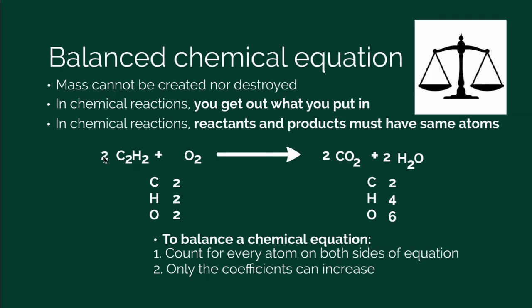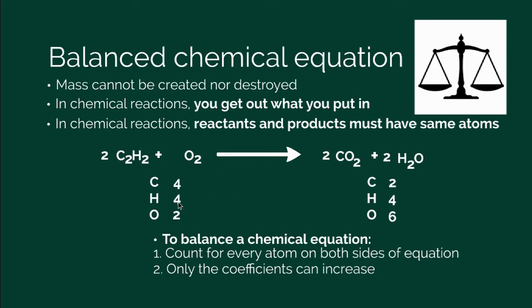Let's make it 2. When I do that, the 2 applies to 2 hydrogen atoms. 2 times 2 will now give me 4 hydrogen atoms. And remember that this coefficient 2 also applies to the carbon, so I need to recount for my carbon now. 2 times 2 carbon will give me a total of 4 carbon.